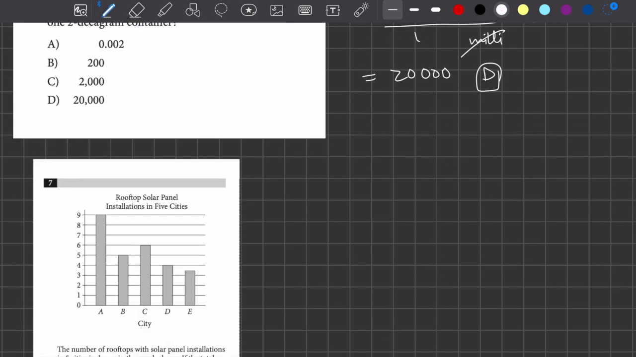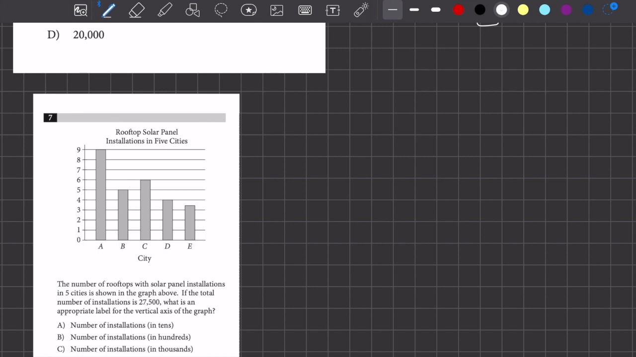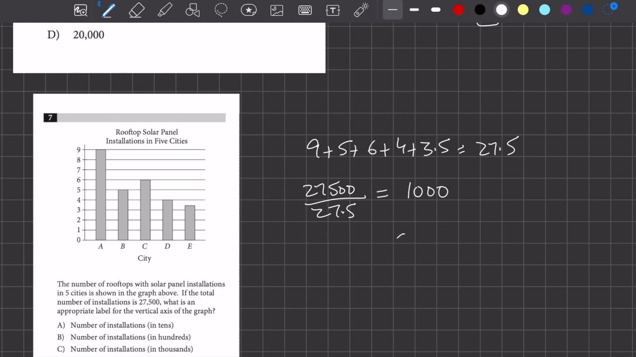In question 7, we look for the number of installations shown on the graph. We add all the heights of the bars to get the total as 27.5. This means that 27.5 on the graph is supposed to show the actual number 27500, which gives us a relation of 1,000, option C.